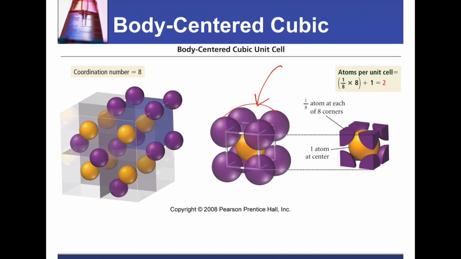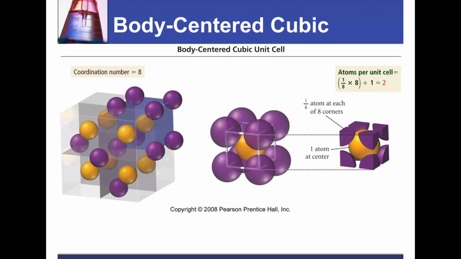And here we have a picture of what that looks like. We have the ones that are on the corners. So again, only an eighth of them is inside the unit cell. But then we have that one that's in the middle that is completely enclosed in the inside there. So when we cut off those edges and we look at what's just inside the cube, we see that there is 8 eighths. And then there's that one in the center, and so that adds up to be 2 atoms per unit cell. And so the body-centered cubic is actually more dense because it has more atoms on the inside of it than the simple cubic.